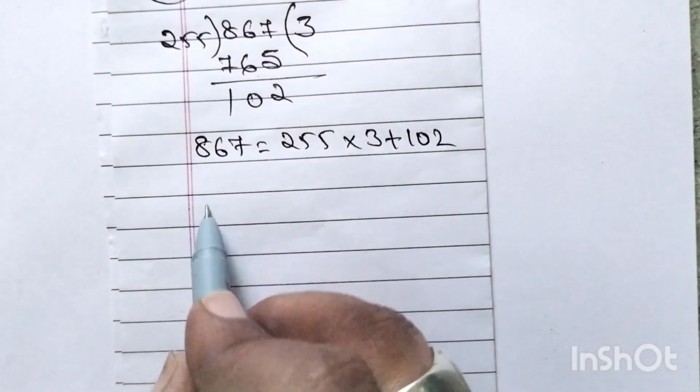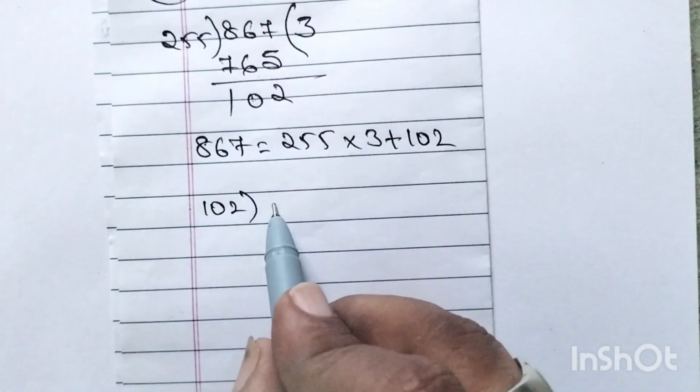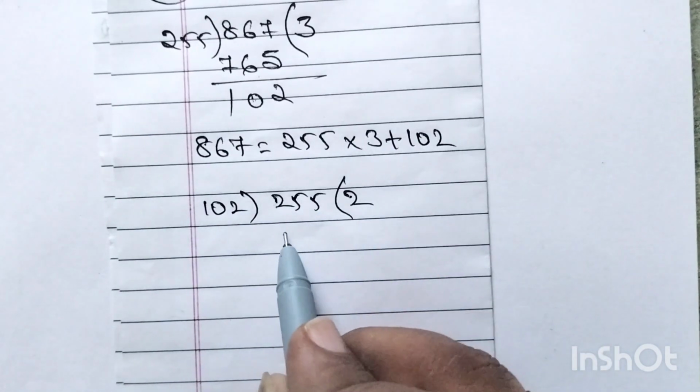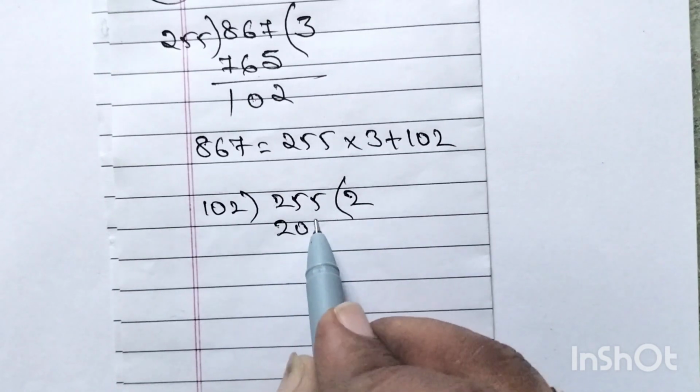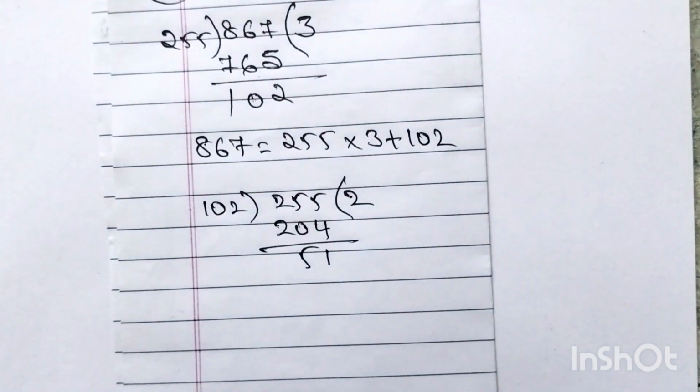Next, you take 102 as the divisor and the remainder, that is 255. 102 2s are 204. 5 minus 4 is 1. 5 minus 0 is 5.